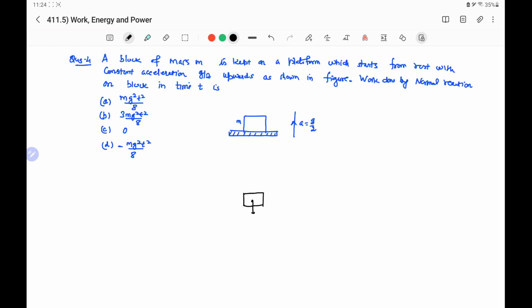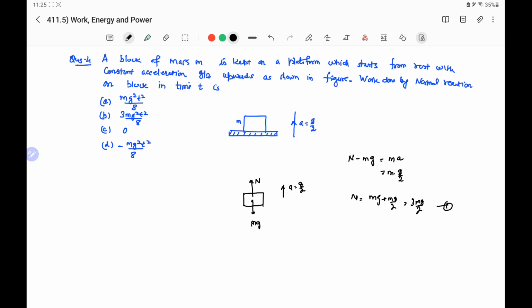Block has the weight mg acting downward and also experiences the normal reaction force due to the platform, which is N acting in the upward direction. Net acceleration is upward, which is constant, equal to g by 2. So we can write the equation of motion as N minus mg. This is the net upward force and it results in the acceleration a, so it is equal to ma, and a is given g by 2, so we can write it as m into g by 2. So normal reaction force acting on the block is mg plus mg by 2, that is equal to 3 mg by 2. This is our equation number 1.